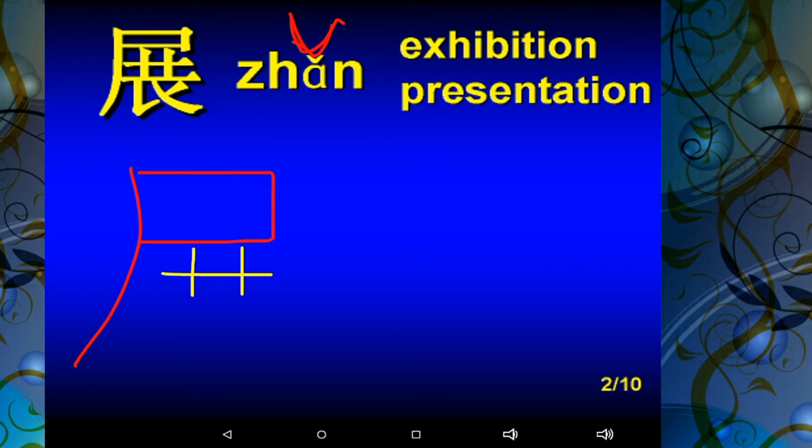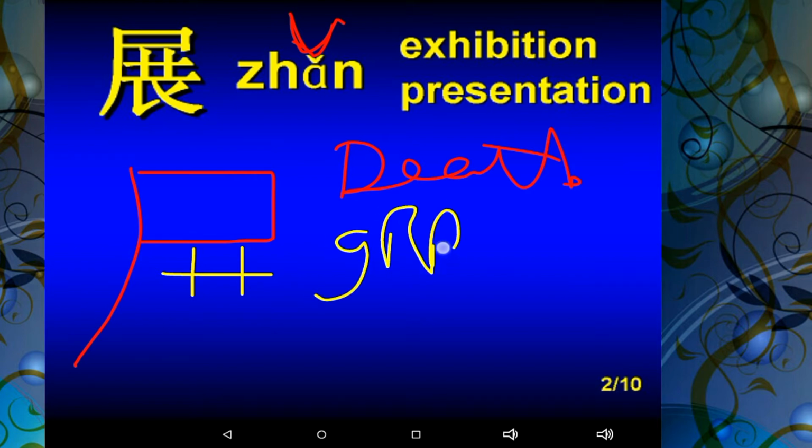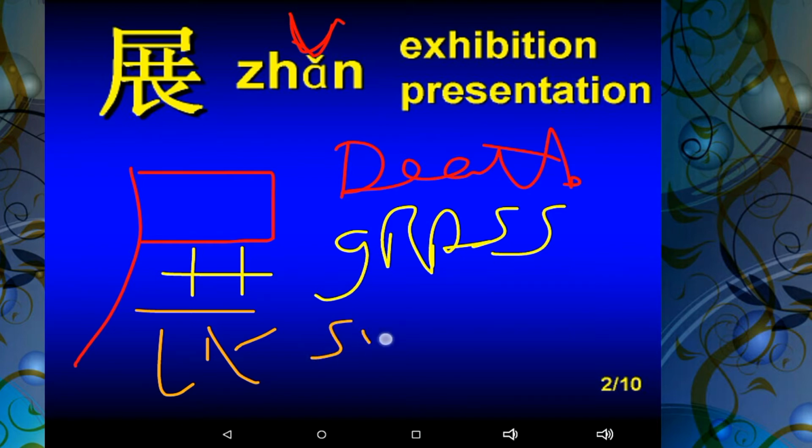Our next character is 1, 2, 3. It's actually our radical inside the character. And this means grass. And our next set of radicals is 1, 2, look at the stroke order, 3, 4. Okay? And what does this mean? It means these general series of strokes that I just put really basically mean support.